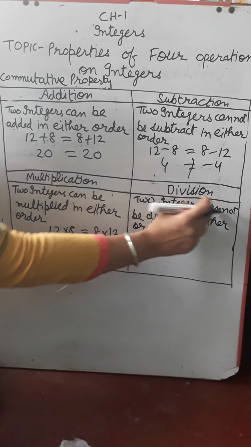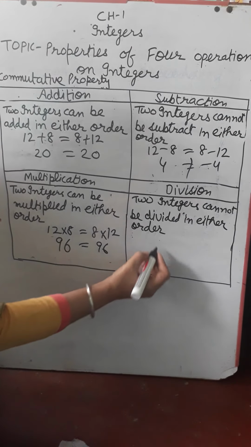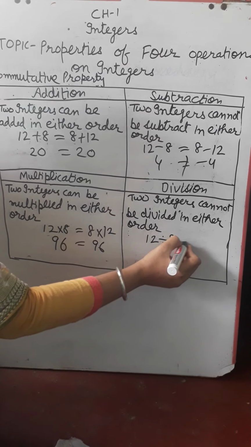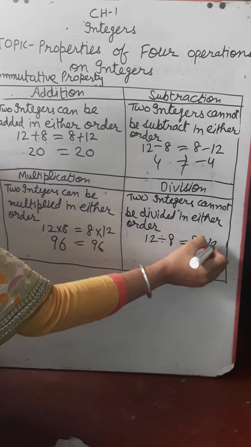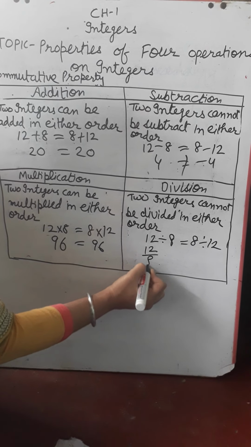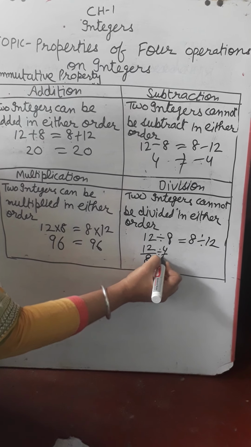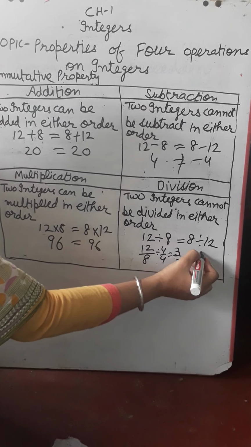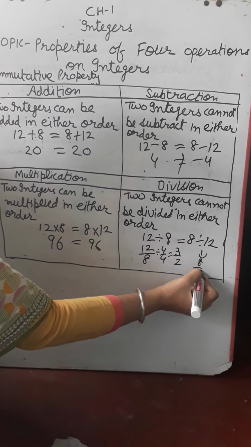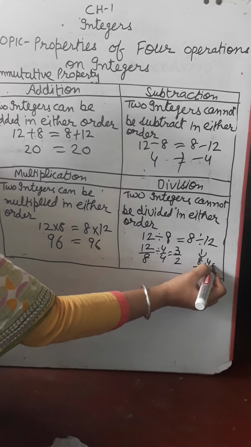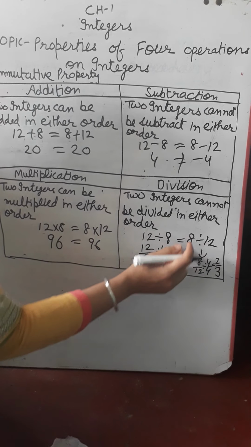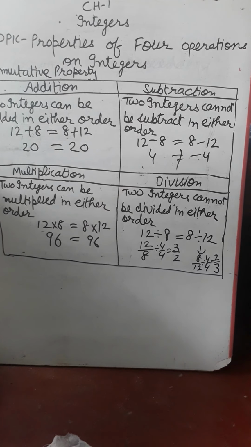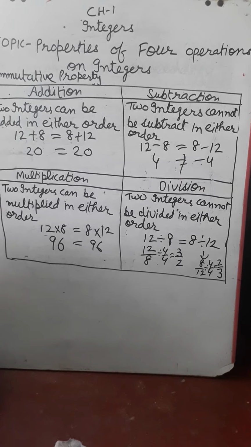Two integers can't be divided in either order. If we divide 12 divided by 8 or 8 divided by 12. 12 divided by 8, what do we get on the table of 4? 3 by 2. Or on this side, what do we get? 8 by 12, on the table of 4, we get 2 by 3. 3 by 2 is not equal to 2 by 3. So two integers can't be divided in either order according to the commutative property.